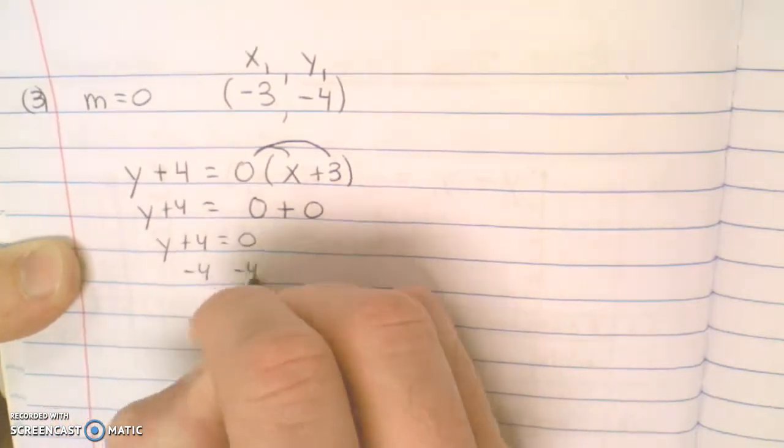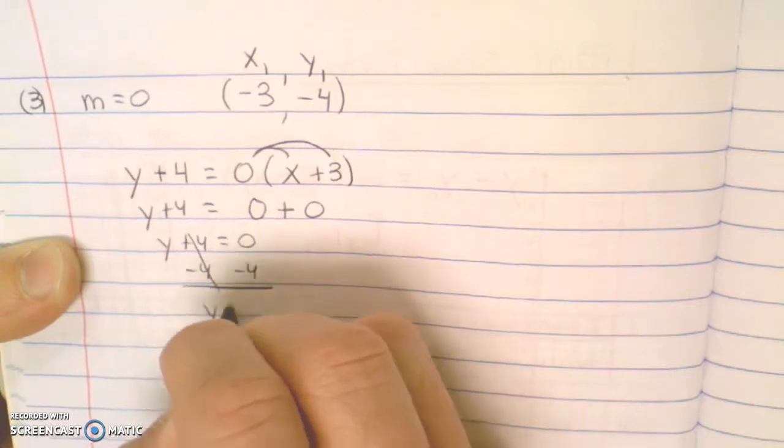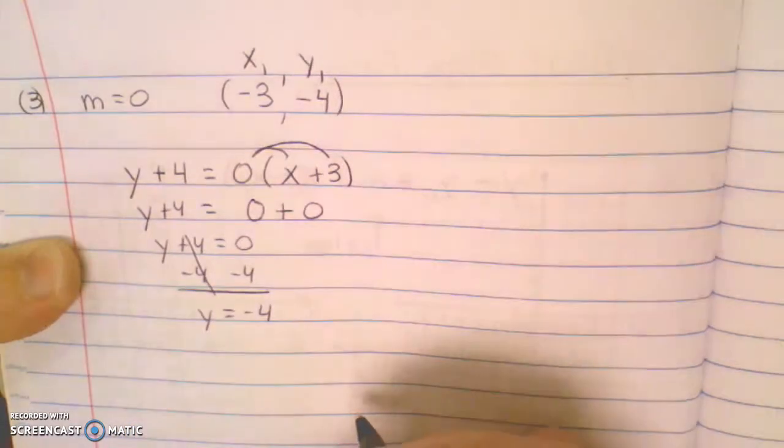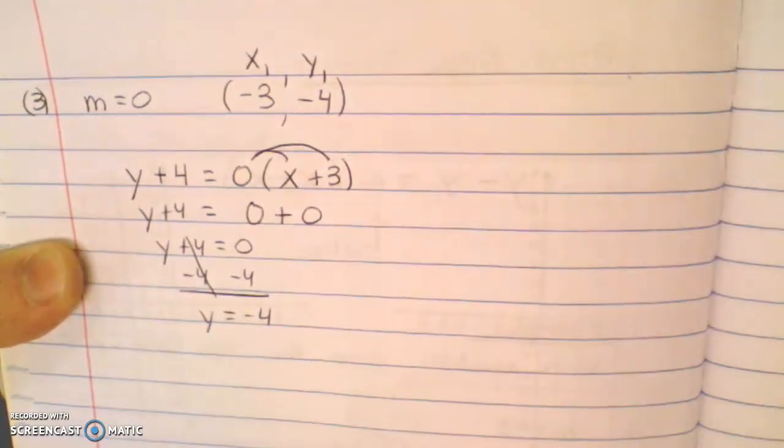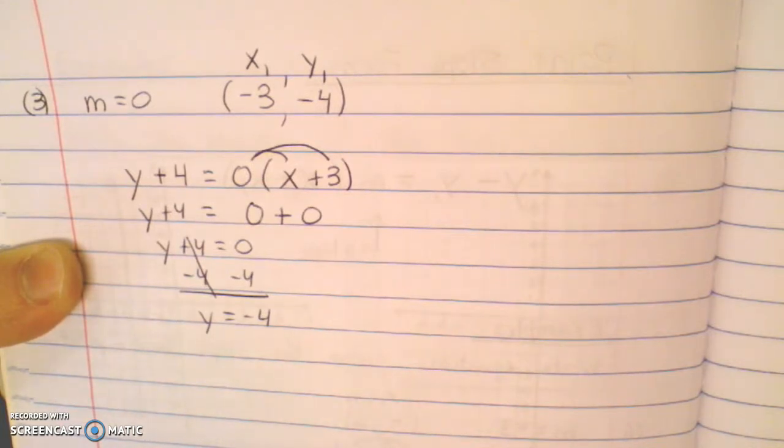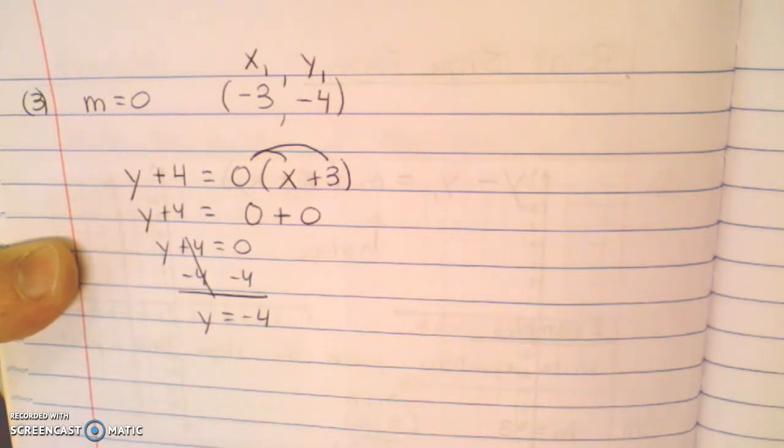Subtract 4. This one is just a horizontal line at y equals -4. And that's using point slope form to come up with an equation of a line. And then you can convert it into slope intercept form to be able to graph.